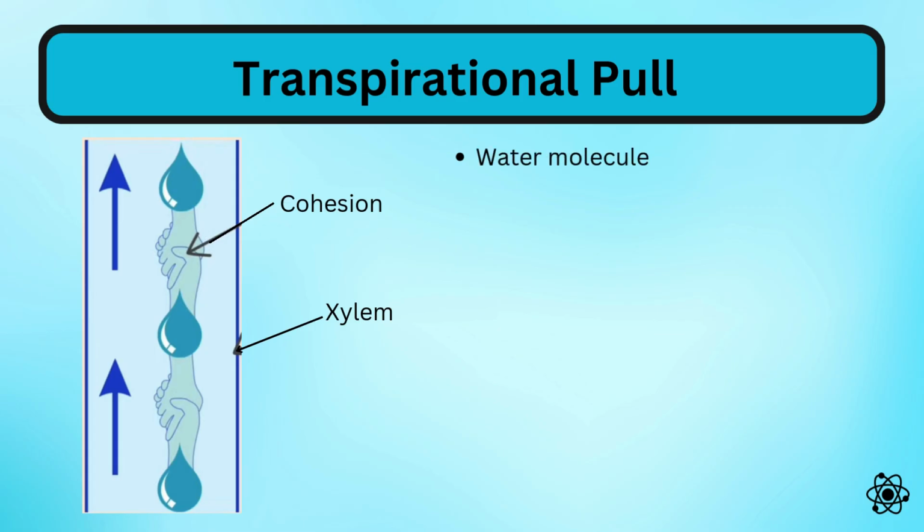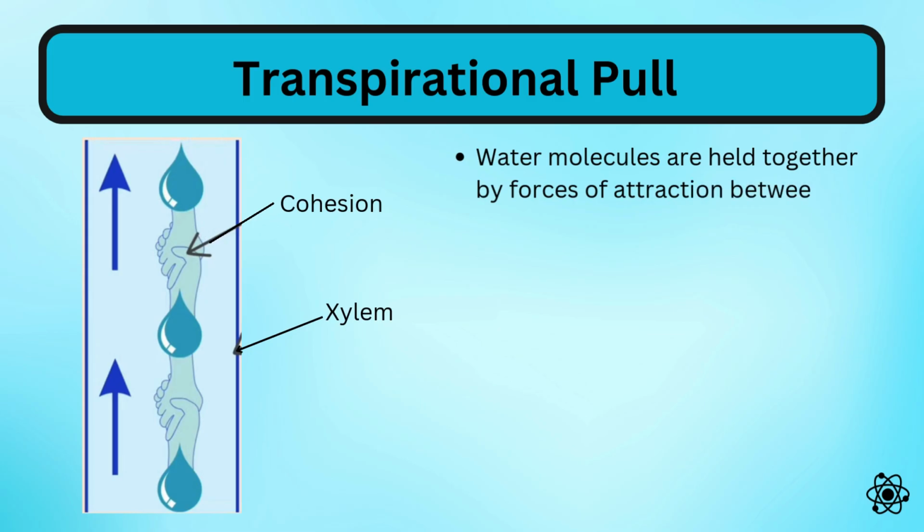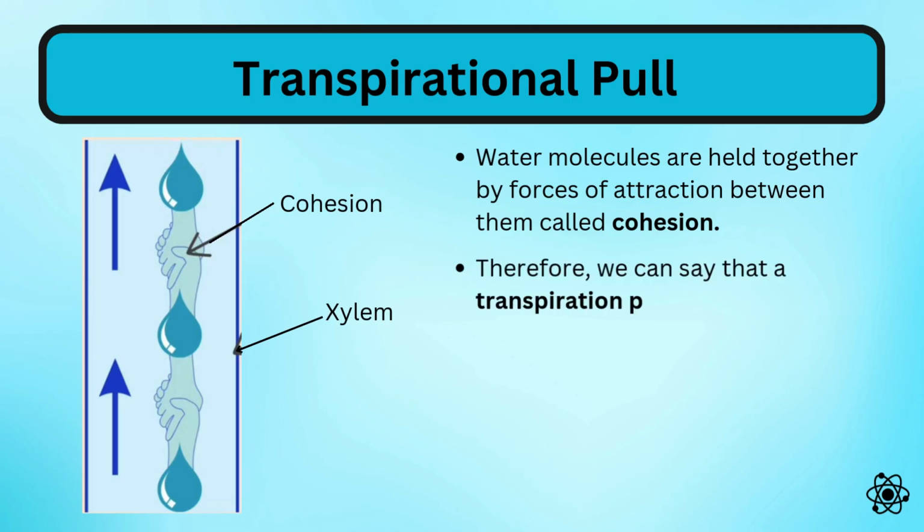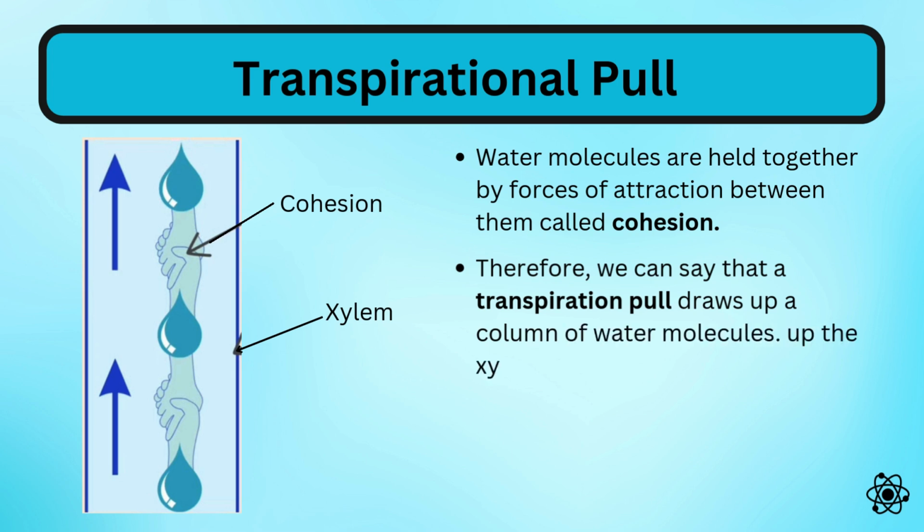Water molecules are held together by the forces of attraction between them, called cohesion. So, when water moves upwards in the xylem, each water molecule pulls the one below it, as depicted in the picture. Therefore, we can say that a transpirational pull draws up the column of water molecules up the xylem vessels.